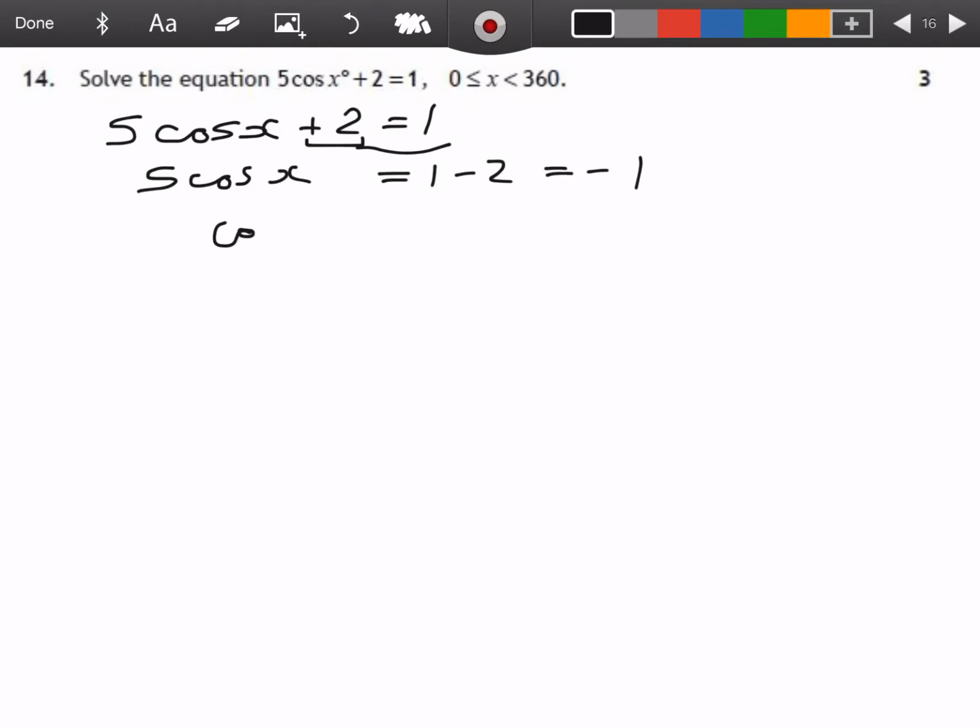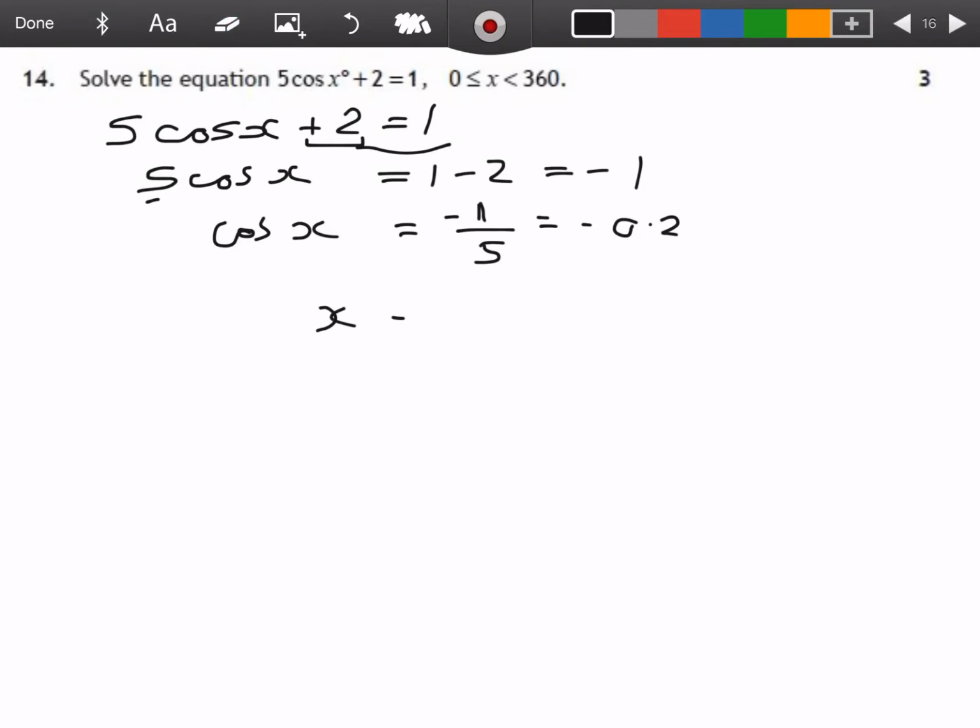Now we don't want the 5 there. How do we get rid of the 5? What's the 5 doing? It's multiplying by cos, so what do we do on the right hand side? We divide by 5. So that is really 1 divided by 5 is 0.2, so negative 1 divided by 5 is negative 0.2. Now, to find x, remember, to find x, we do the inverse cos.